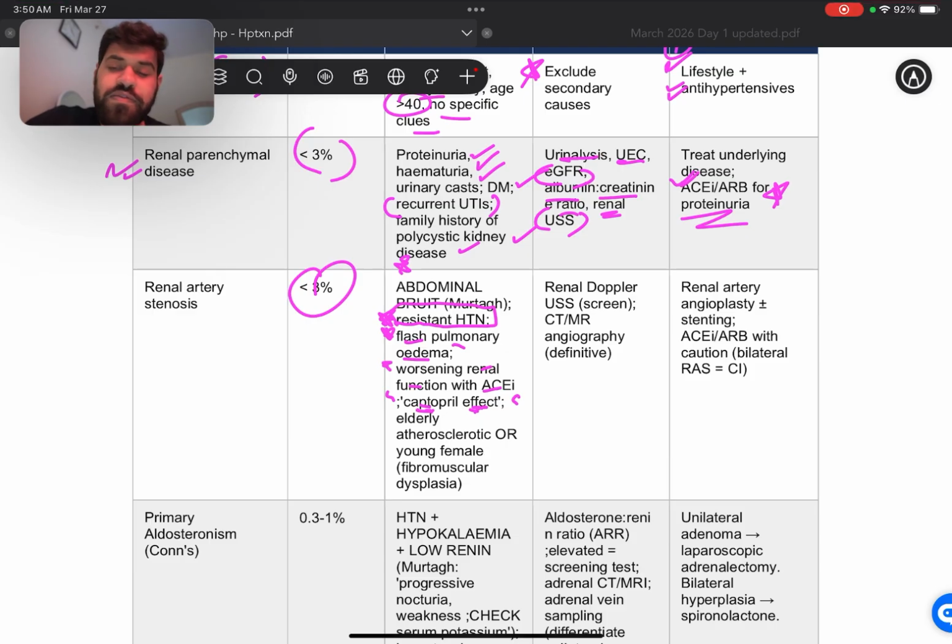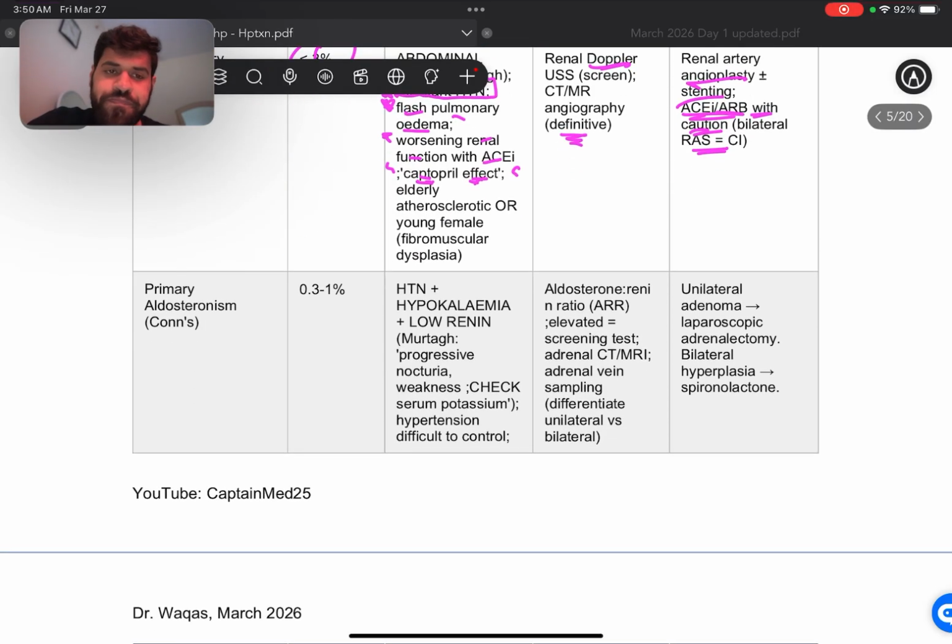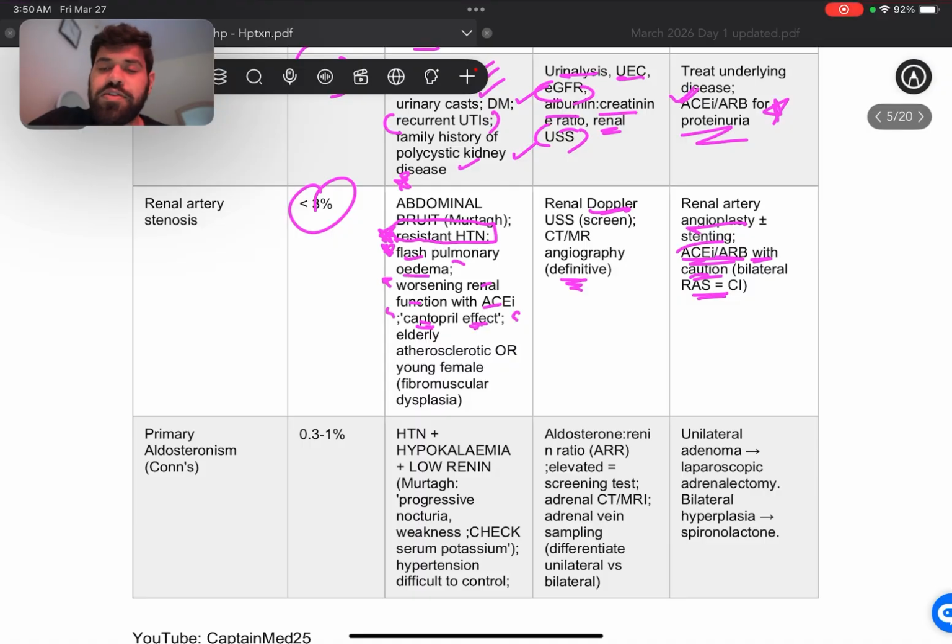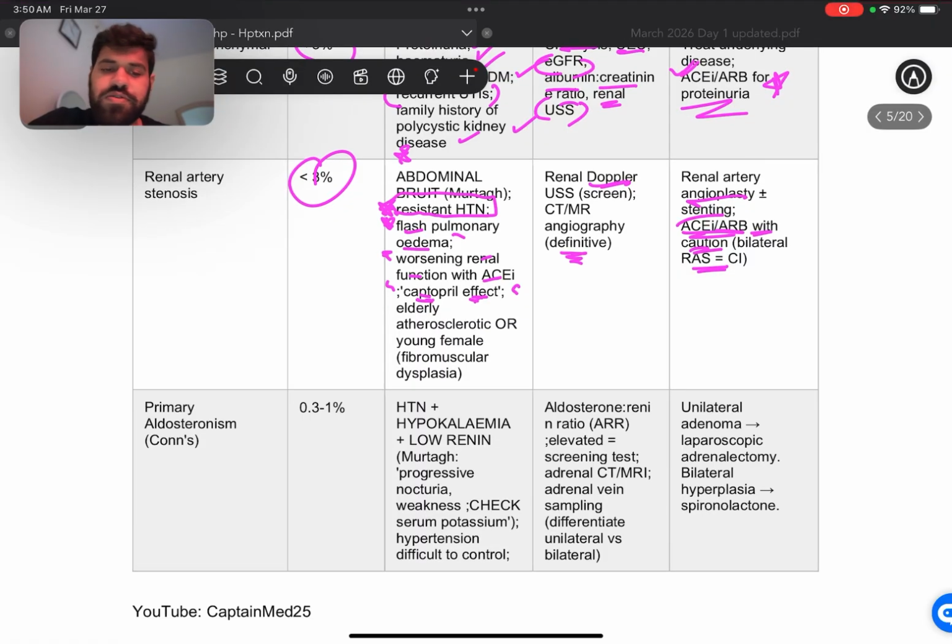investigations. So if there's a stenosis, we have to do Doppler, and this is common for cardiac as well. So if we have mitral stenosis, we have to do Doppler imaging. Then you have to do CT and MRI angiography, which is the definitive diagnosis for this. And the treatment would be, because it's an artery stenosis, we have to do angioplasty and stenting, ACE and ARB with caution. All right, because if there is bilateral RAS, then that is contraindicated. RAS is renal artery stenosis, so it's contraindicated.